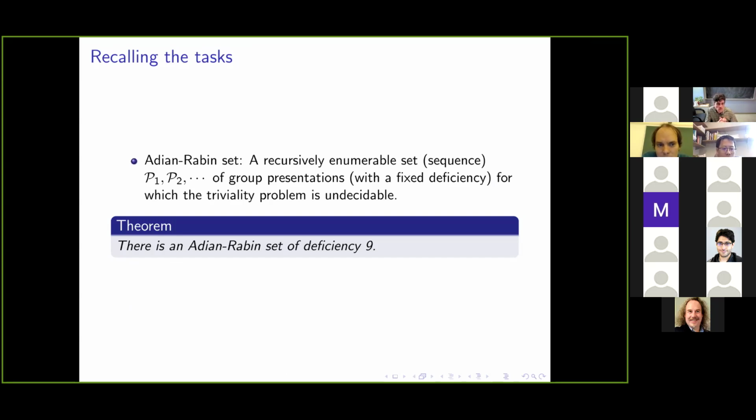So I just want to recall again what the aim is. We want a sequence of group presentations with a fixed deficiency as small as possible, and we want the triviality problem to be undecidable for these group presentations. What I claim is that there is an Adian-Rabin set of deficiency 9. But what I can do now is maybe sketch the construction of Adian-Rabin sets with a fixed number of relations, and then maybe I will manage to indicate what the changes are.